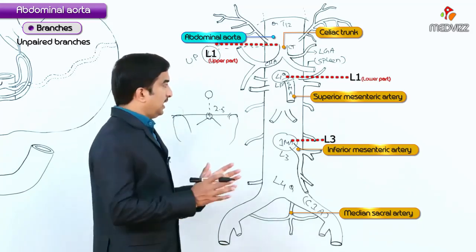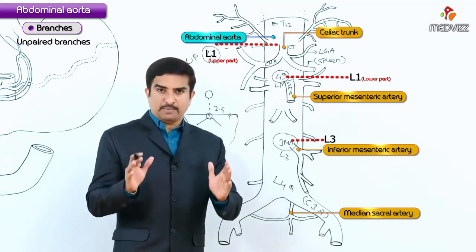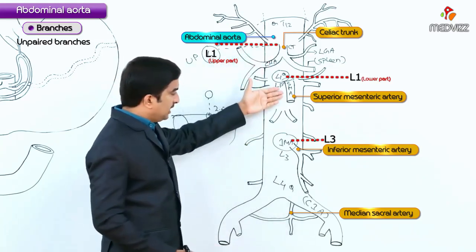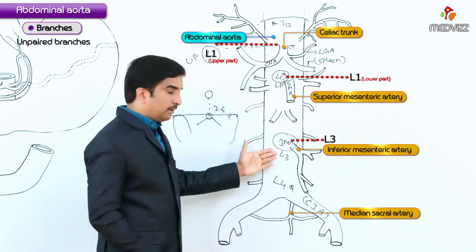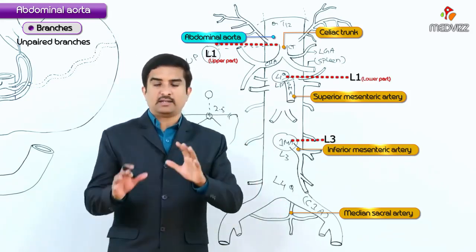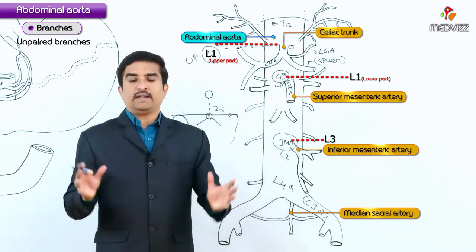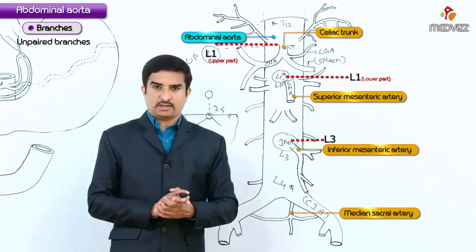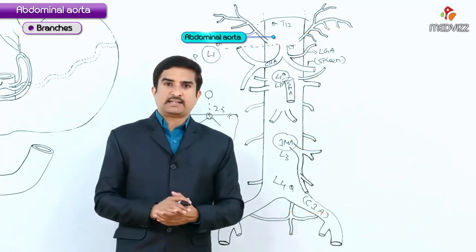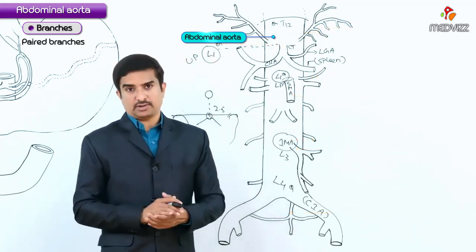So till now I discussed 4 unpaired branches. Let me repeat once again: celiac trunk, superior mesenteric artery, inferior mesenteric artery, as well as median sacral artery. These are the 4 unpaired branches which are arising from the abdominal aorta. Next, let me discuss the paired branches.